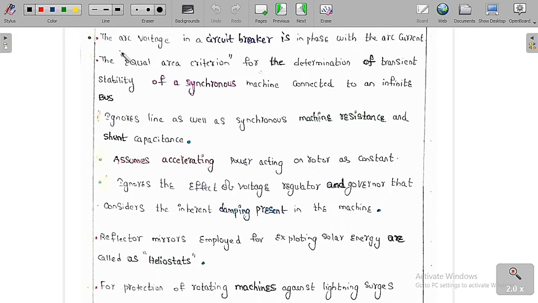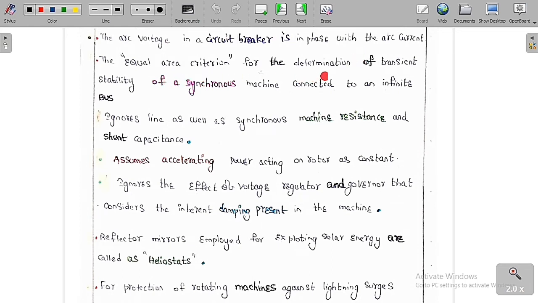Now we will discuss another important point, which is that the arc voltage in a circuit breaker is in phase with the arc current. Always in a circuit breaker, the arc voltage and the arc current will be in phase with respect to each other, because it is going to act like a purely resistive element. Because the circuit breaker acts like a pure resistor, the arc voltage and the arc current will always be in phase.